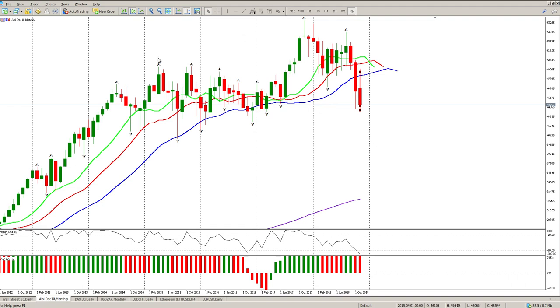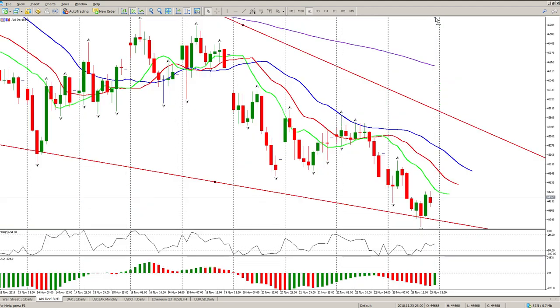Long term, I'm of the opinion right now that this triangle break is being retested, and now the trick is to see what happens next. So let's just drill down to the hour and have a look at what we have here. We've got a big wedge.